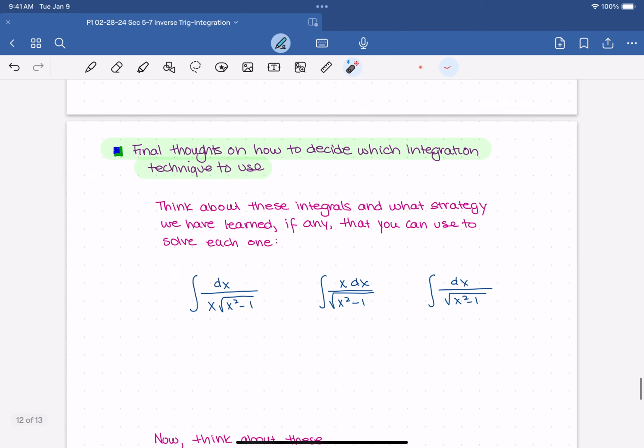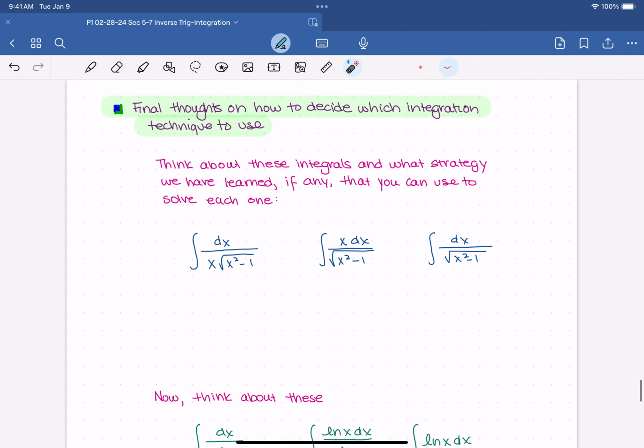Okay. So just some final thoughts. First of all, just take a look at these three. They are very similar. See if you can figure out how to integrate these. What strategy would you use?